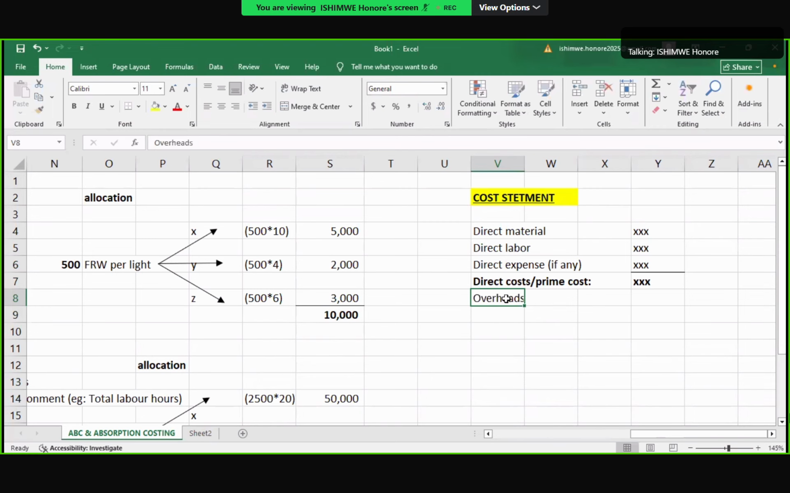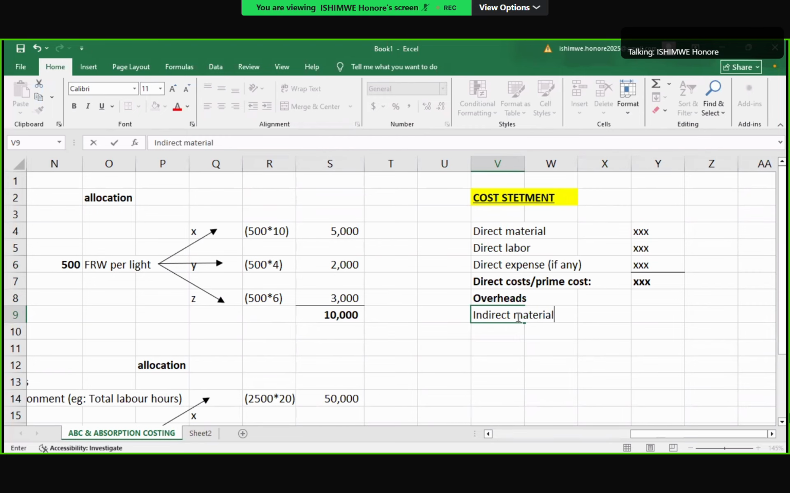Overheads in general. What we're talking about here in overheads is indirect material, indirect labor, and indirect expense. So you might be saying, what about variable overhead and fixed overhead? That's where you are now differentiating your overheads: this is variable, this is fixed. It's okay, but it is in the kind of indirect material.